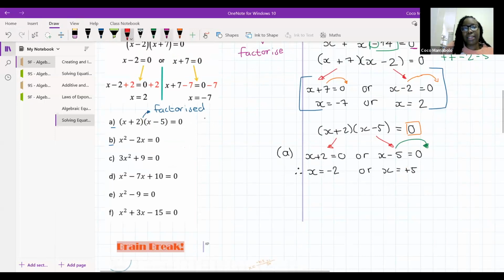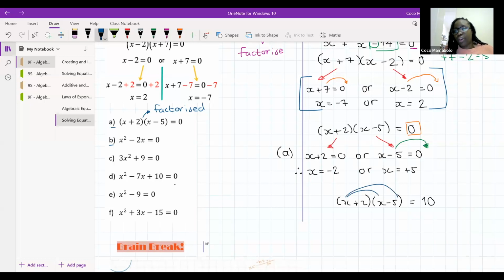Ma'am, if it was x plus 2, x minus 5 is equal to 0, ma'am, and if it was another number like 10, how do we factorize it, ma'am? Then what we would have to do first, Nkosana, is we would have to do FOIL first: first, outer, inner, last. We would then have x squared minus 5x plus 2x minus 10 is equal to 10. And then we would take this 10 and we would take it where? To the other side. Agreed? To the other side, ma'am. Yes, ma'am. Good. We would take this 10 over to the other side.